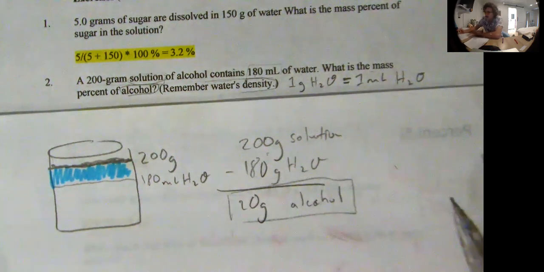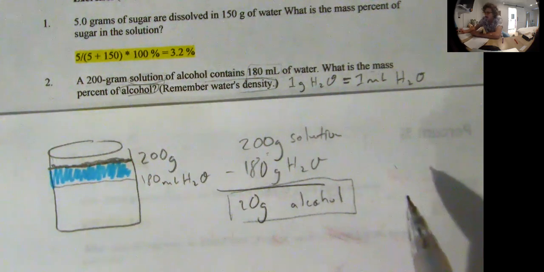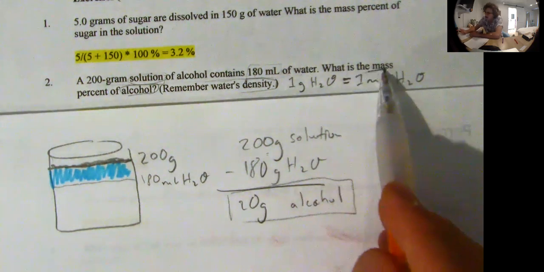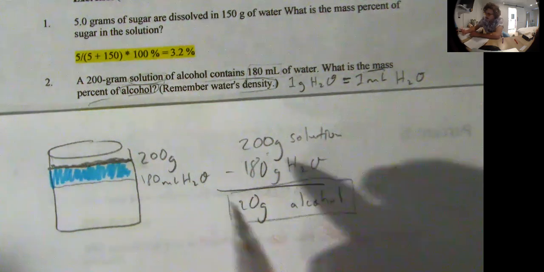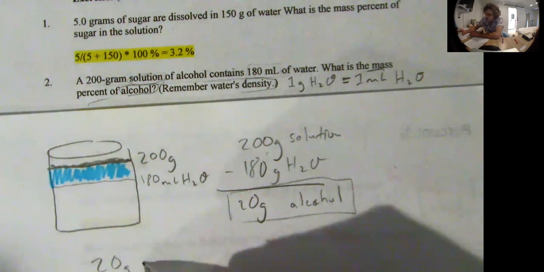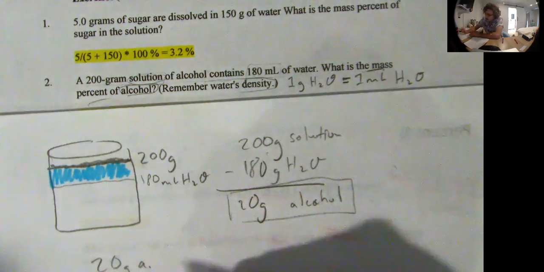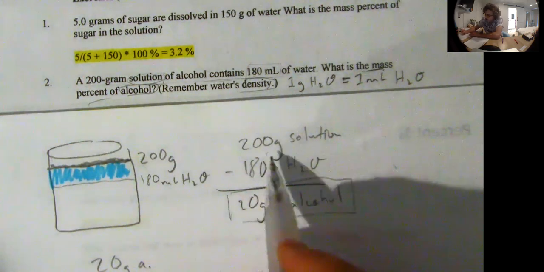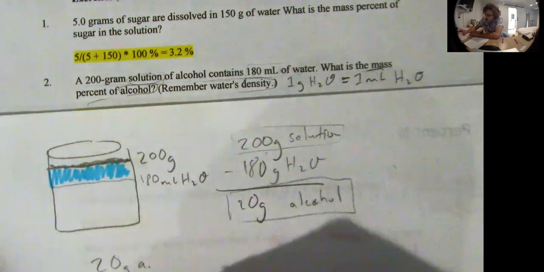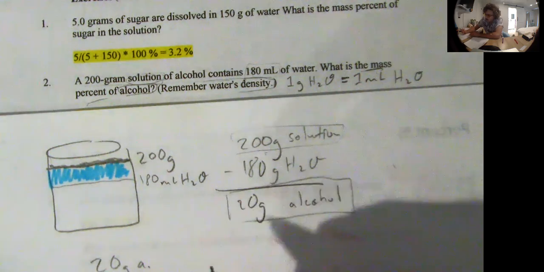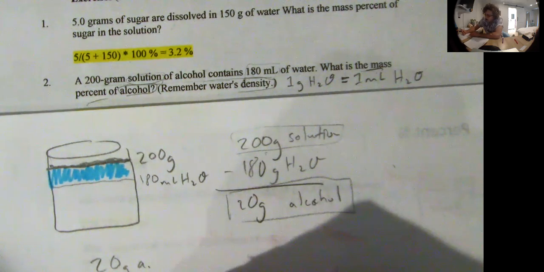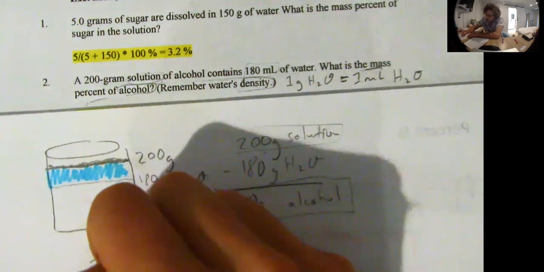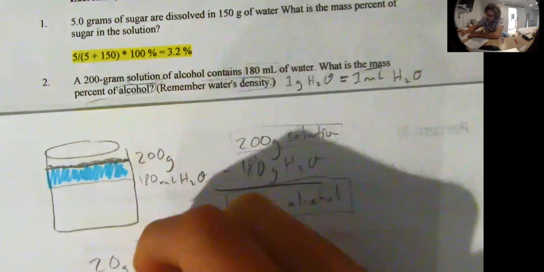Are we done? Is that our answer? No, that's not our answer. We need to figure out what the mass percent of the alcohol is. So we need to take the part, which is 20 grams of the alcohol, divided by the whole, which is a total of 200 grams of the solution. S for solution, and we'll capitalize this A to make it easier, A for the alcohol.